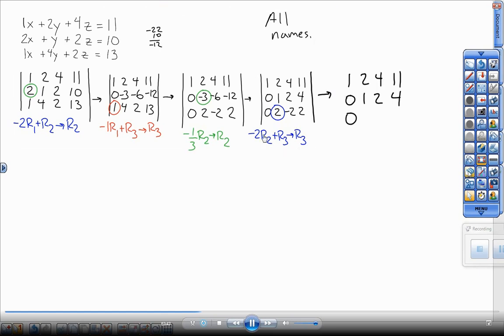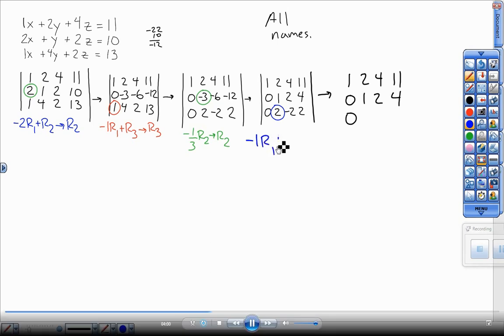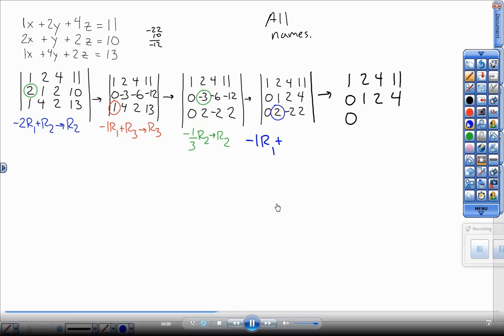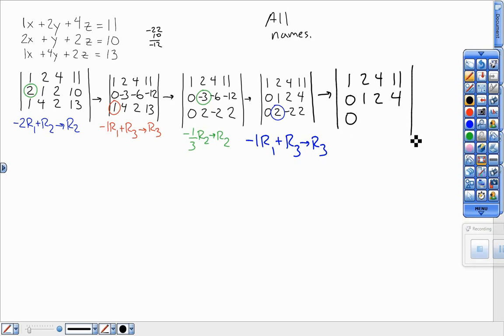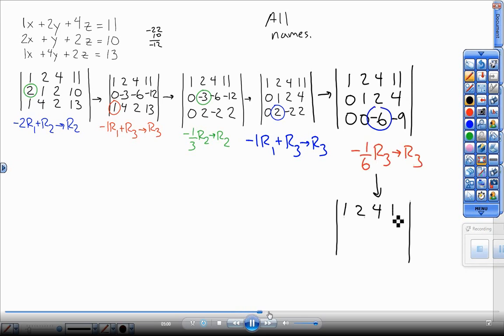Negative 2 times 1, negative 2, plus 2 gives me 0. Negative 2, oh, you know what? I think I made a mistake right here. I need to multiply row 2 by negative 2. So fix that. Negative 1 plus row 2. Oh, that's not going to work. So I'm going to do it: negative 1 row 1 plus row 3 back into row 3. And again, that's not correct either. So let's fix that.